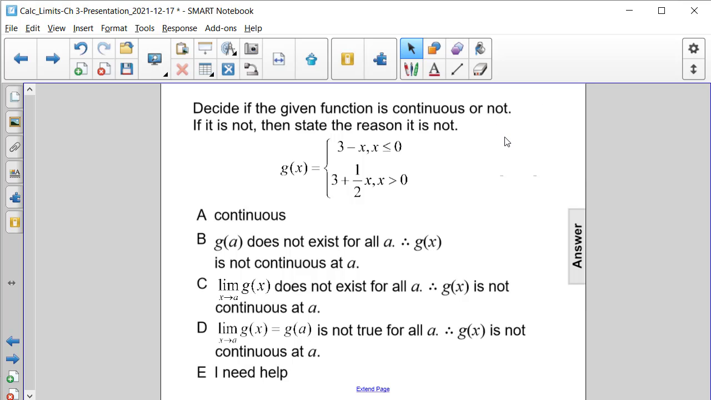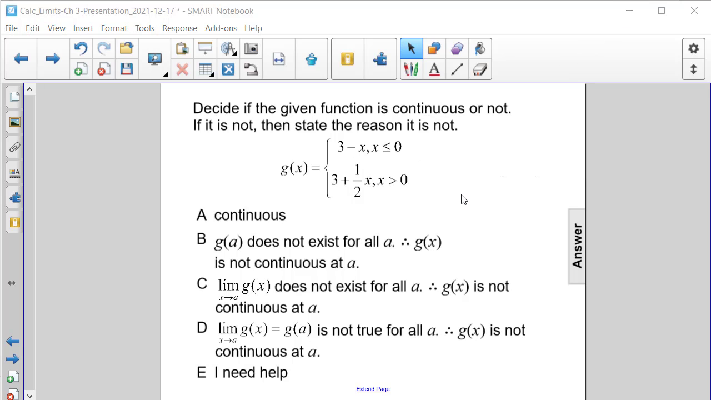Decide if the given function is continuous or not. If it is not, then state the reason it is not continuous. So we have this piecewise function g of x. It is 3 minus x for x values less than or equal to 0, and it is 3 plus 1/2 x for x values greater than 0.